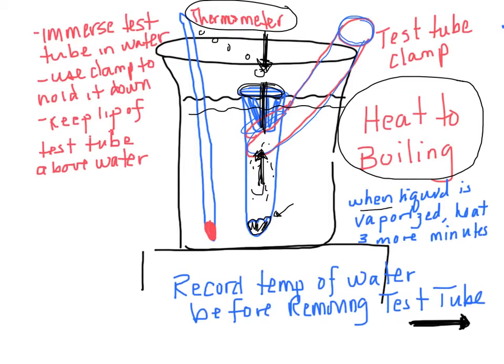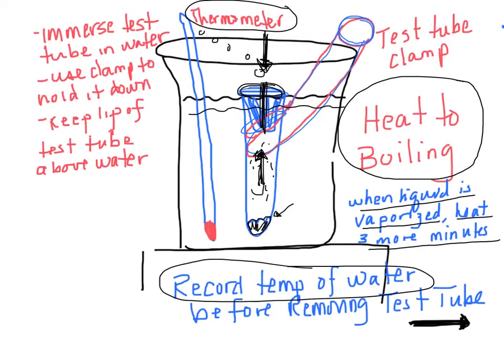So when your liquid is vaporized, when you don't see any more liquid, heat it, boil it for about 3 more minutes. Just before you take it out of the hot water in the beaker, you need to record the temperature of the water. So make sure you record your temperature, because the temperature of the boiling water, we're going to assume, is the temperature of the vapor inside the test tube. Everything at that point should be at the same temperature.